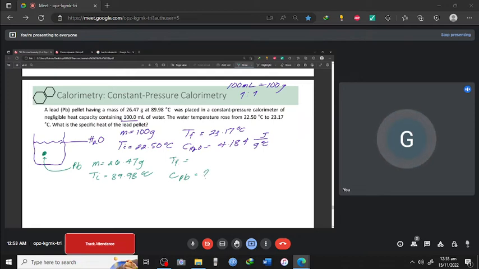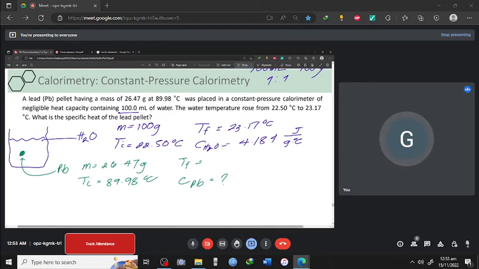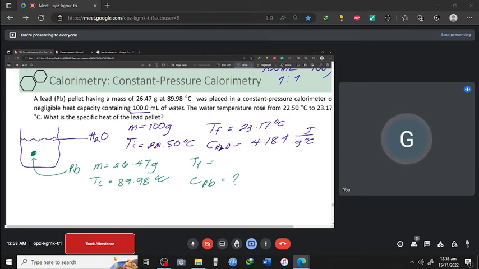Okay. So, dahil wala tayong final temperature, let's look at the visualization na ginawa natin dito. As you can see dito, meron tayong lead pellet, tas yung lead pellet natin is nilaglag natin sa water. Yung lead pellet natin, mas mataas yung initial temperature niya kaysa kay water. So, meaning, yung lead yung magre-release ng energy from within itself to the water natin.